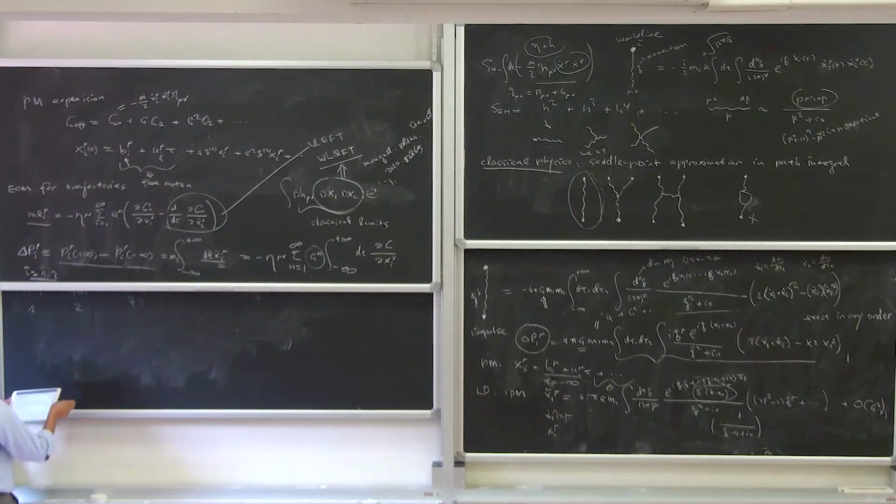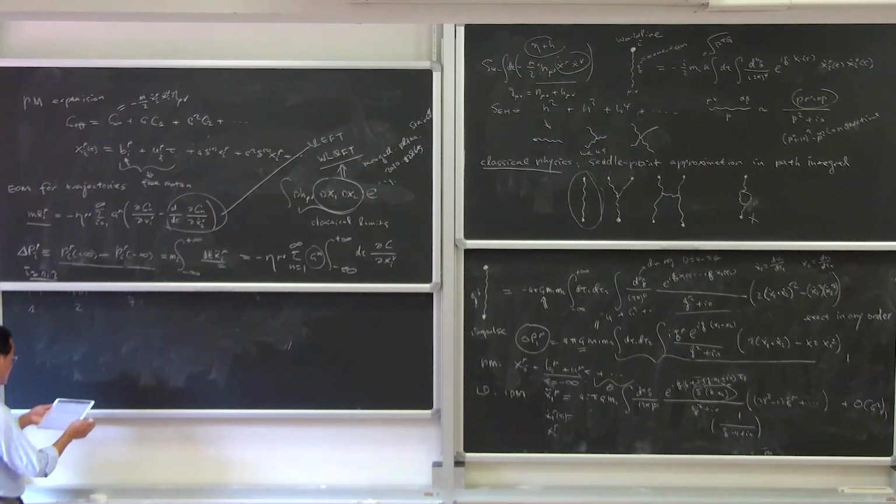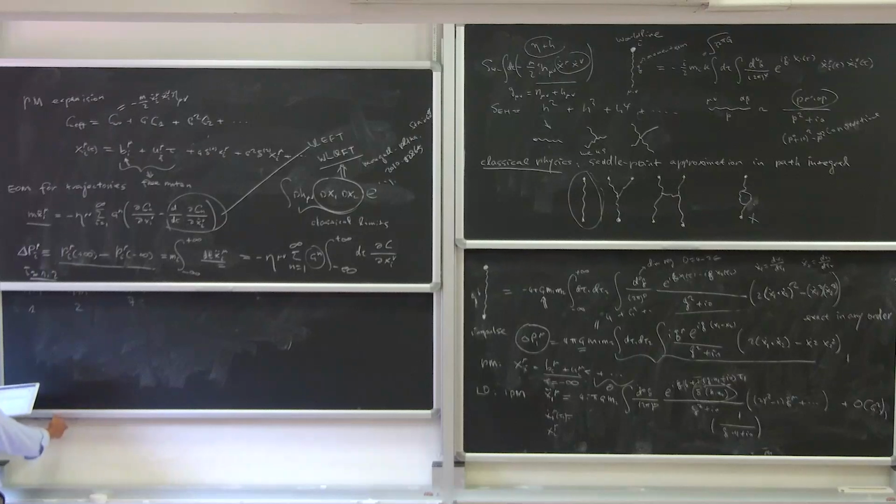And now I just write down the final structure. For example, for these quantities, at any order, like at G^n order, this quantity has this structure.